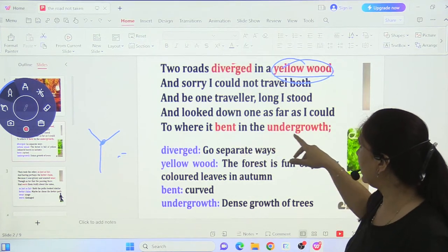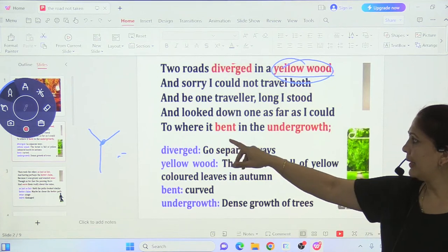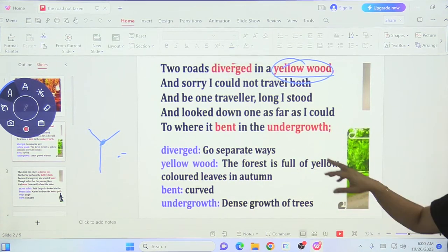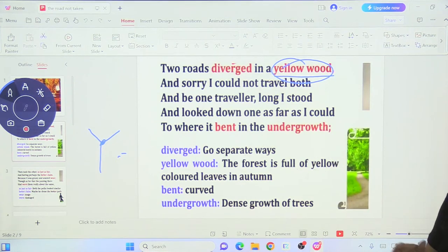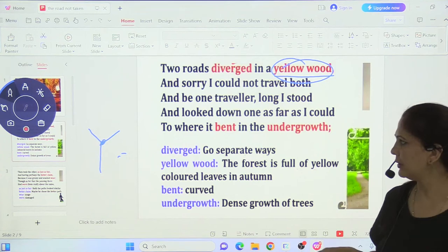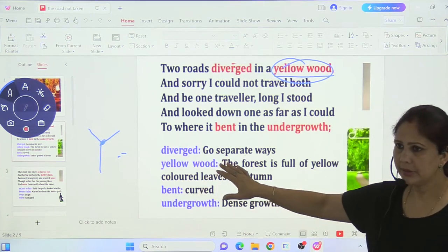And look down as far as I could, where it bent in the undergrowth. So he found that both the roads were full of undergrowth. There was a lot of grass, small plants, and it was full of growth. Both the roads have a lot of dense growth on them. Okay, this is clear to all of you.